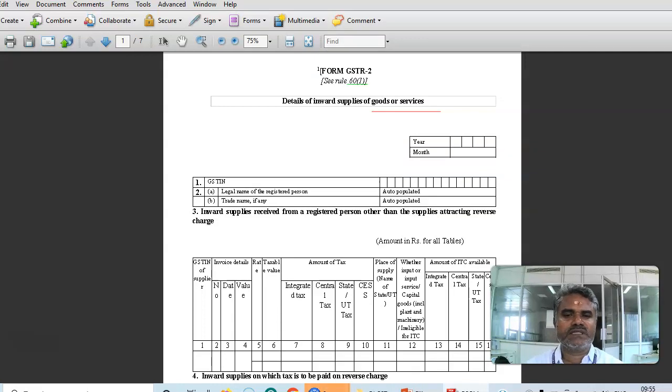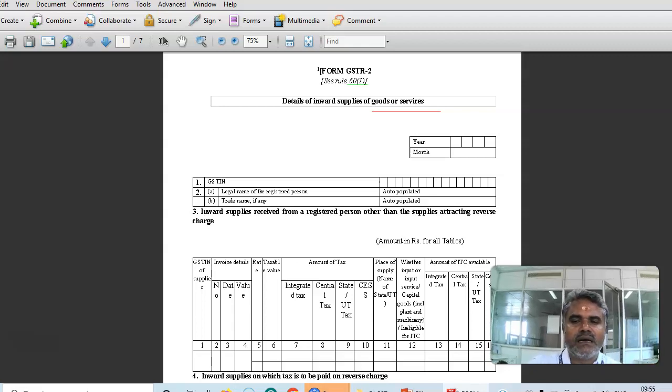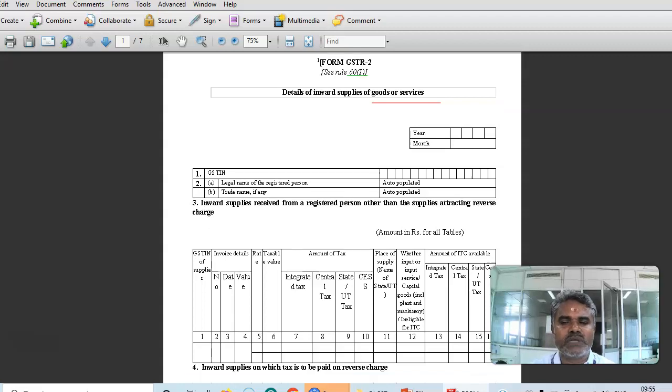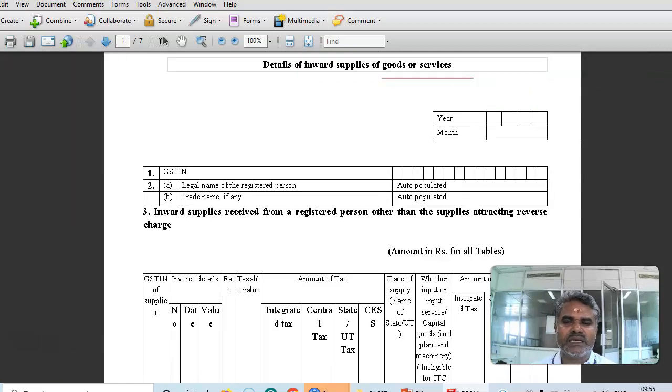So details of inward supplies of goods or services. Here, what is your total purchase? Overall your supplies, how much you paid. How much input tax you paid? What is your total input tax paid? Everything will be shown here, my dear students.